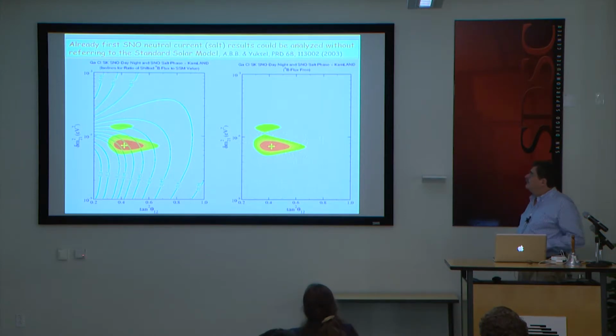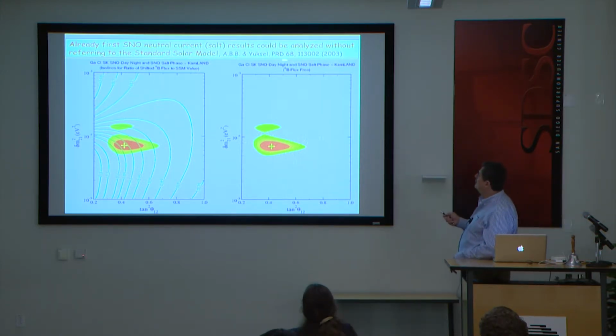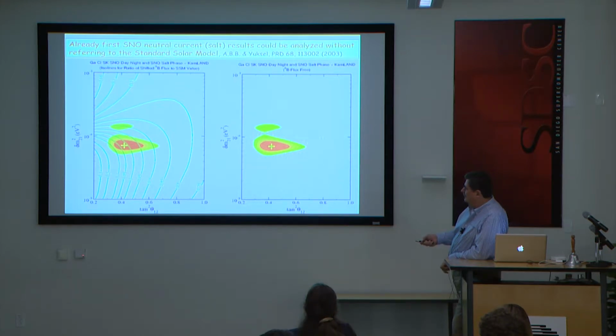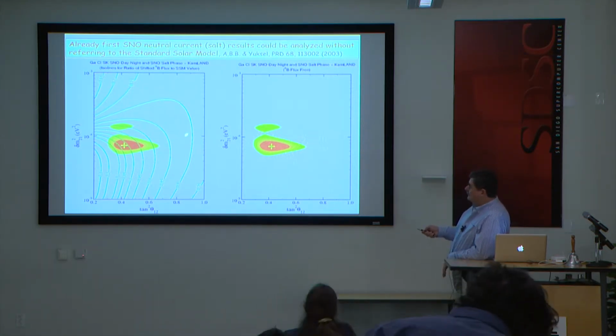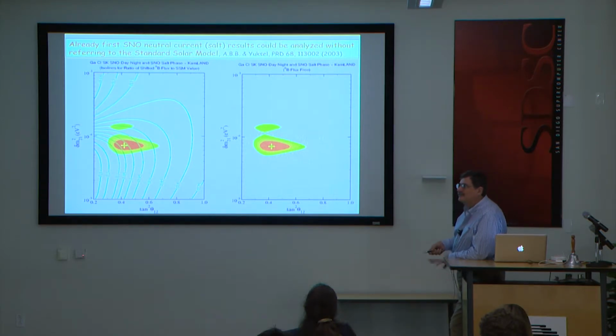But here is already a calculation from a long time ago, 2003, right after SNO announced its first neutral current results. What's being plotted here is delta m squared for the neutrino mixing versus tangent squared of the mixing angle, assuming only 2 flavors. And you see that this is the best fit region. This is fine. But you can also see that you no longer need the standard solar model. These contours here are deviations from the standard solar model. The contour labeled 1, this one, is the standard solar model.